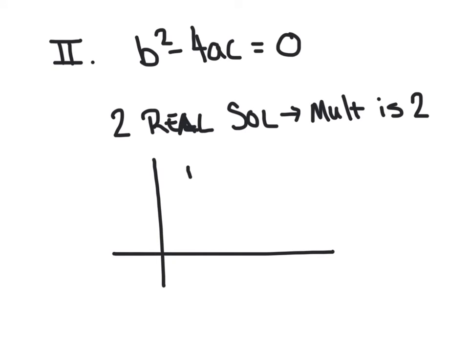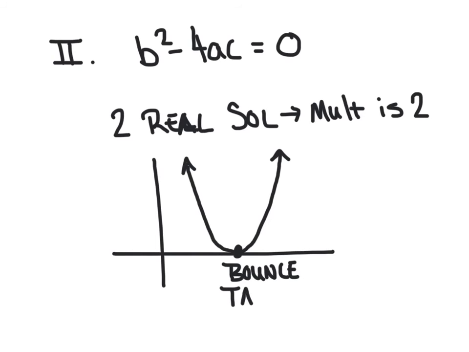And what we're really saying is this graph is going to touch the x-axis and bounce. All right, so we get a bounce. And a nice fancy term we use is we say that the parabola is tangent to the x-axis.